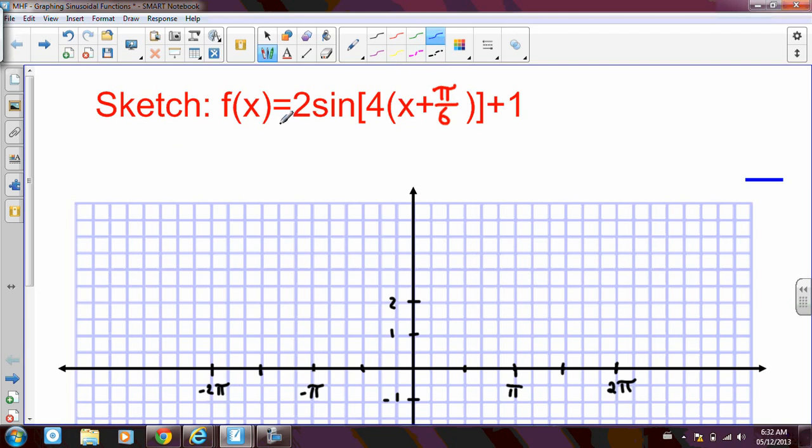So if we look at this, first thing I'd say is I want to list off all the important information. The amplitude here is 2. It's this value out front. And in case you've forgotten, the amplitude is, when I look at the general curve, the size of the crests and the troughs, the size of the bumps, if you will, above and below the axis of symmetry.